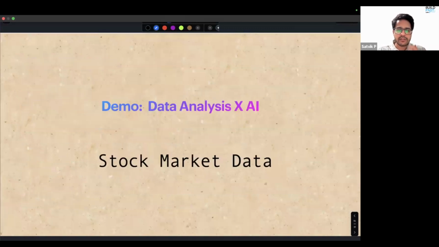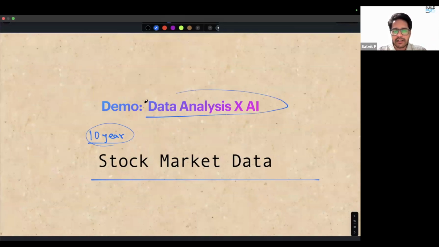So before we proceed any further, I just want to show you a quick demo. I have a data set of 10 years of stock market data, right? Before doing any financial analysis, you should know some basics of data analysis: how to look at the data, how to understand the data, how to visualize it. These are some basic skills. So I'll take 10-year financial data and show you how you can do data analysis using AI.